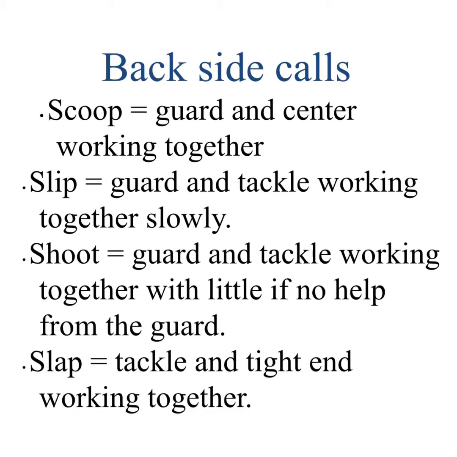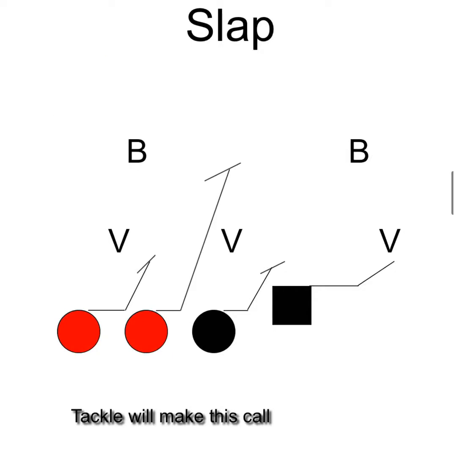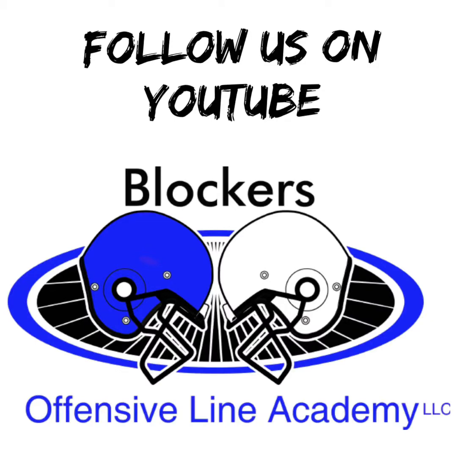The next and last backside call is a slap. So with the slap, that's between the tackle and the tight end, and that they're working together. So with the slap, it's going to be just like you did on a scoop or just like you did on a slip, but now it's with the tight end. So the tackle calls slap, the tight end comes underneath for the defensive lineman as the tackle goes up to the outside backer.